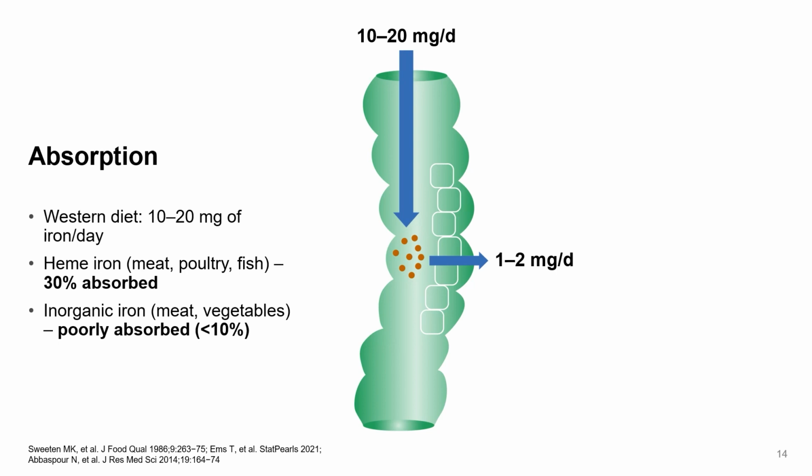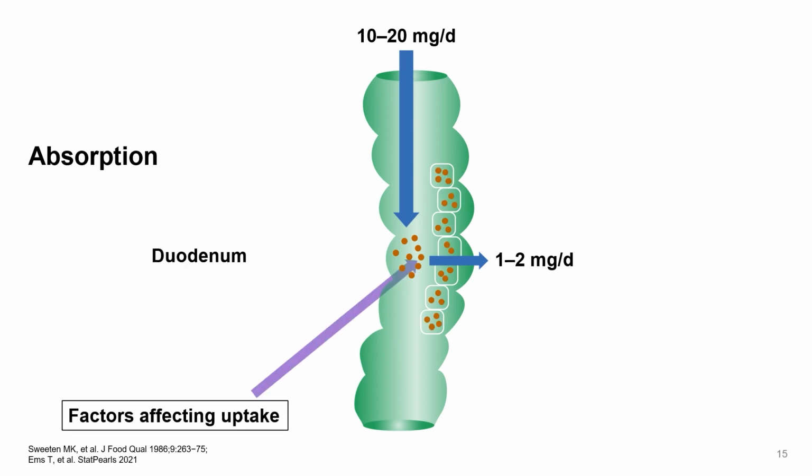You can see here that of the 10 to 20 milligrams of iron taken in the diet per day, only about 10% in total, 1 to 2 milligrams, is absorbed into the bloodstream. And there are numerous factors that can affect iron uptake in the duodenum where the iron is absorbed.